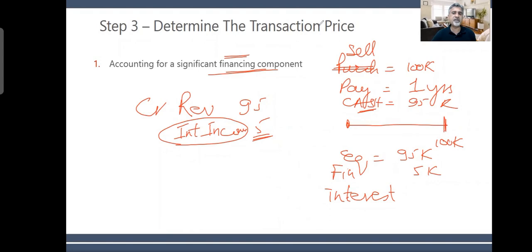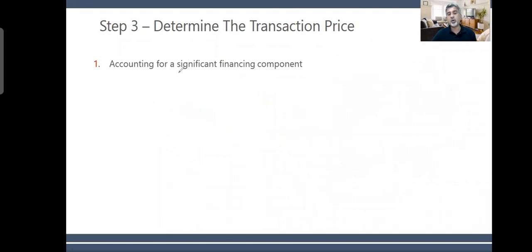So, significant financing component. Now, what is significant? IFRS does not define it. So usually we consider a material amount for a material period of time. If the customer pays after 3 months or 6 months, we do not consider it.